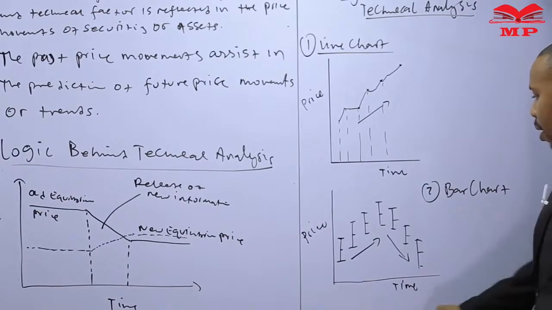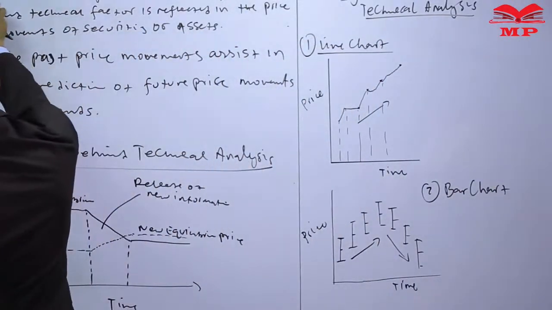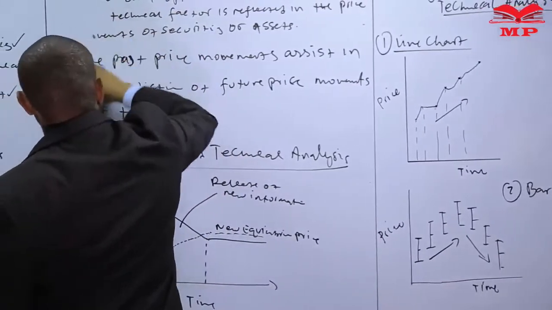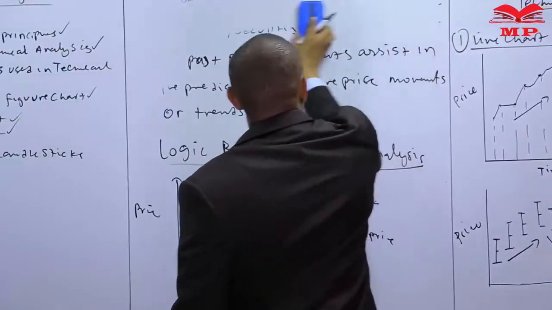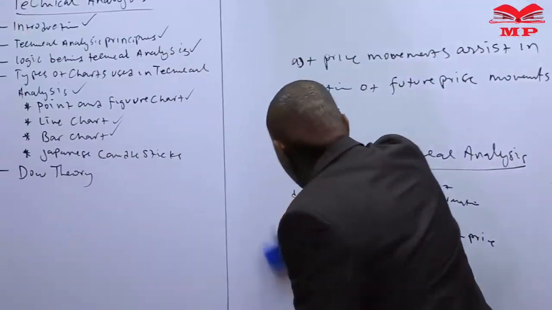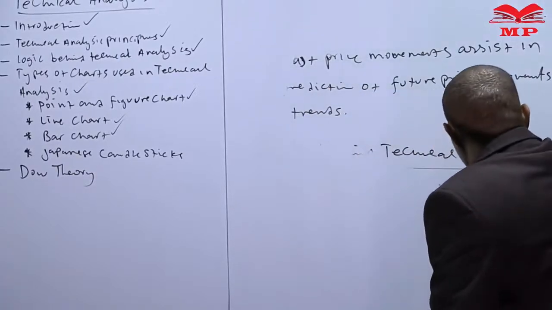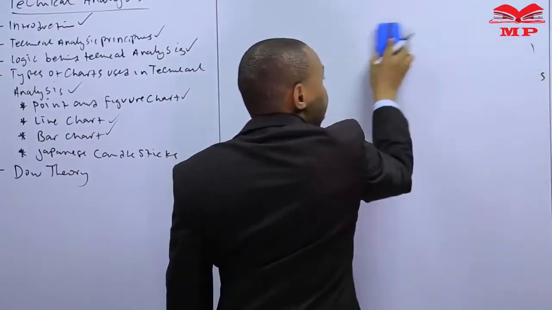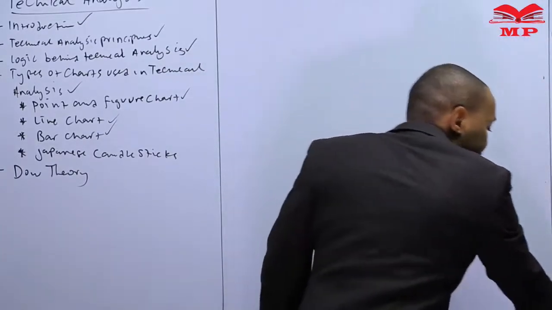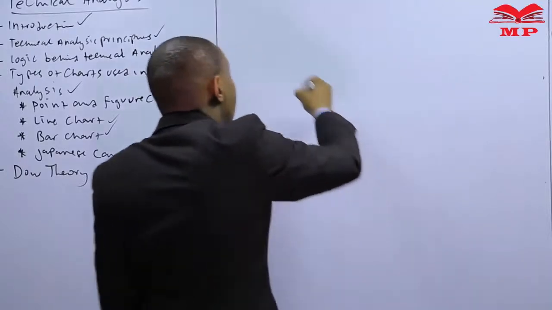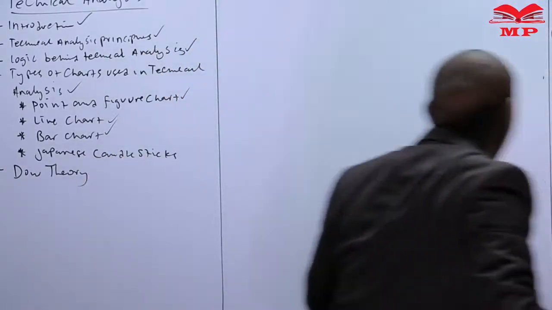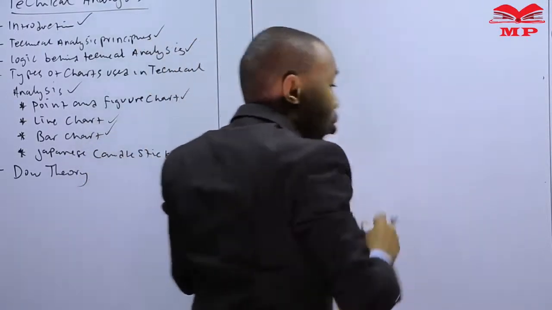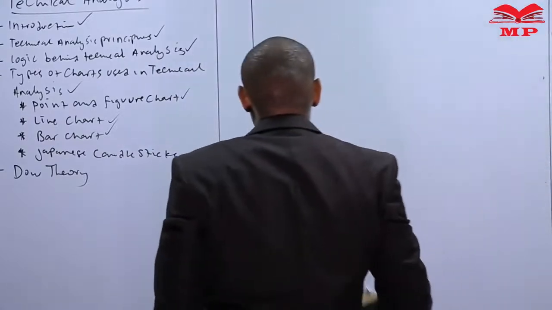Now, having looked at those two, let's look at the point and figure chart. Under the point and figure chart, a plot of only prices is provided, but in a very different and unique way. The plot against price alone is the one that is used. So this is what we have, and we don't have an x-axis there. We only have the y-axis here.